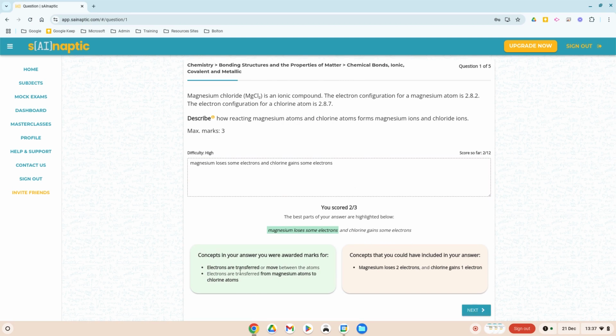So there we are. Electrons are transferred, they move between the atoms, which is what I've said, and they're transferred from magnesium to chlorine as well. And I could have said that magnesium loses 2 electrons because it's group 2, and chlorine being group 7, each chlorine atom will gain 1 electron to form a chloride ion. So again, it's made it very easy for me to try the question, give an idea, think about what I'm answering, and then compare that to the actual answer.